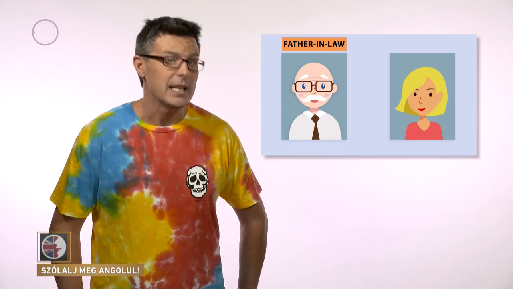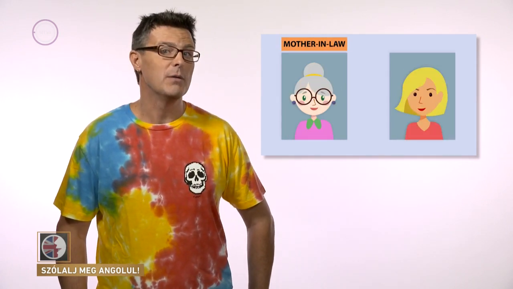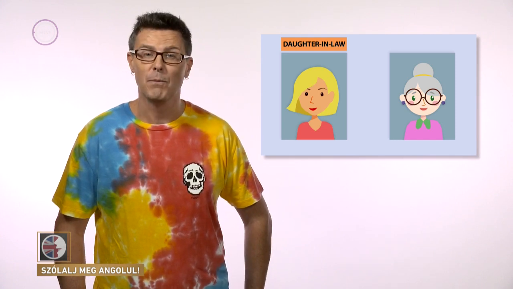Alfredo's father is Mary's father-in-law. Alfredo's mother, Holly, is Mary's mother-in-law. Mary, Alfredo's wife, is Jeffrey's daughter-in-law. Mary is also Holly's daughter-in-law. Mary is Jeffrey and Holly's daughter-in-law.